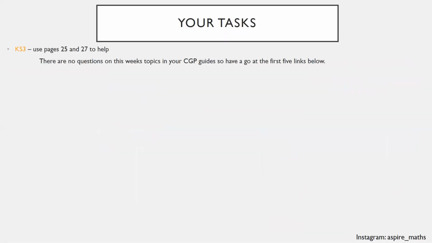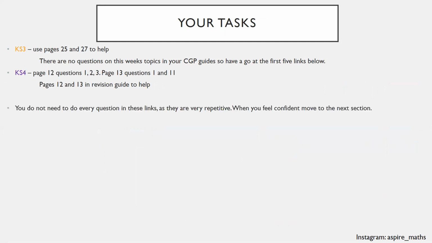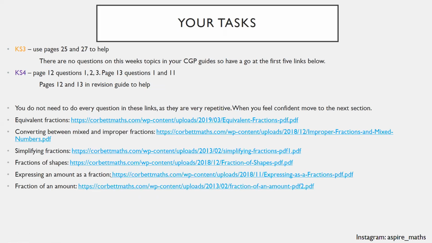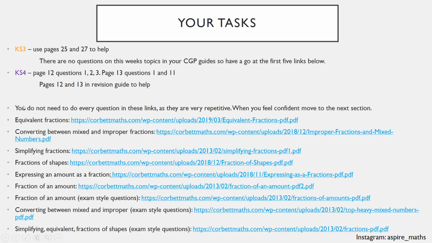So your tasks, again, check if you're Key Stage 3 or Key Stage 4. Key Stage 3, your CGP guides are not that great this week. So what I actually want you to do is have a look at the first 5 links below. And just everyone remember, with these links, they are quite repetitive. So if you know what you're doing on one of the sections, move on to the next section. You don't need to do all of the questions in that section. So Key Stage 3, please make sure you do some of the first 5, and then you can go on to these ones at the bottom if you want to.